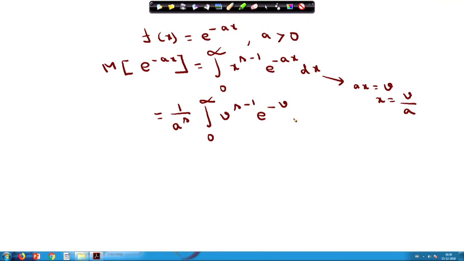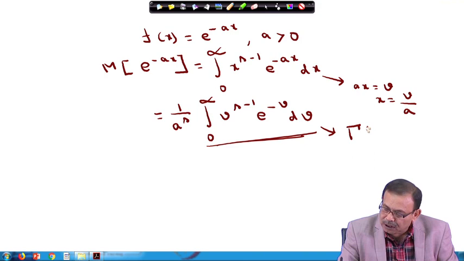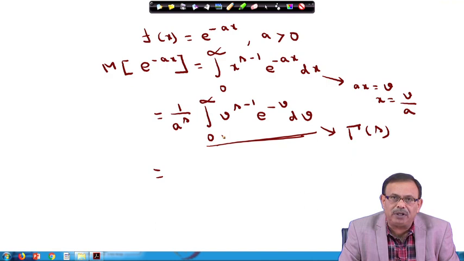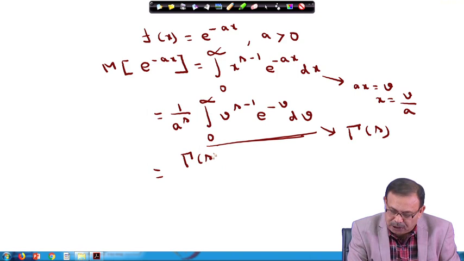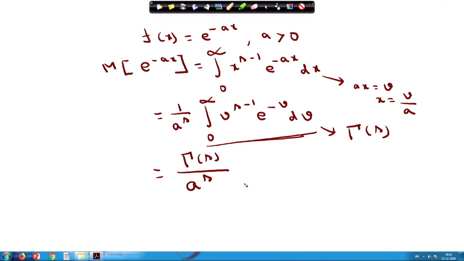And if you see the integral from 0 to infinity of v to the power s minus 1 e to the power minus v dv, this particular integral is well known and its value is nothing but gamma s. I am not going into this again. If I evaluate the integral 0 to infinity v to the power s minus 1 e power minus v dv, then I will obtain gamma s, so that I will obtain the result as gamma s by a to the power s. Therefore, the Mellin transform of e power minus a x is equal to gamma s by a to the power s. Just see this one.